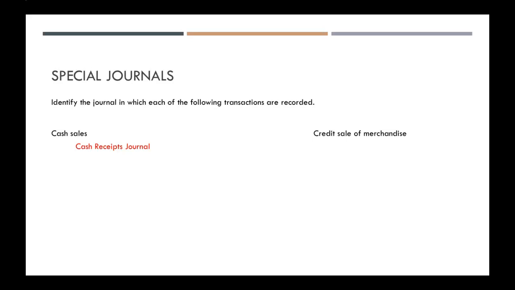Next one, credit sale of merchandise. So we think, is cash involved? No, right? It's a credit sale. So then we can fall under sales journal, purchases journal, or general journal. Well, the sales journal, we said, were any sales of merchandise on account. Another way to phrase that is a credit sale of merchandise. So this one's going to go into the sales journal.